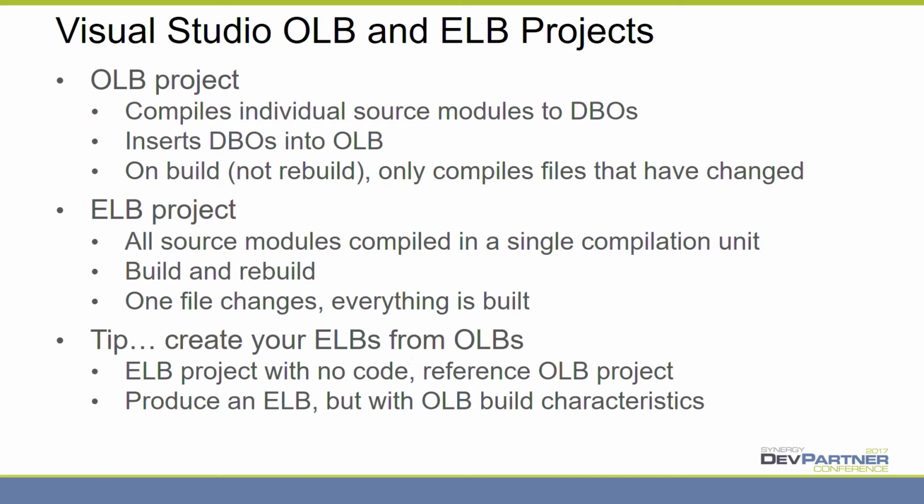With an object library, the compiler is used to compile individual sources into individual DBOs, and therefore if you edit one file, only that one file gets compiled. Because of the nature of an ELB, whenever an ELB needs building, we use the compiler one time and it compiles everything together in one compilation unit. So basically you make one edit and everything is compiled in an ELB project, which clearly can take some time.